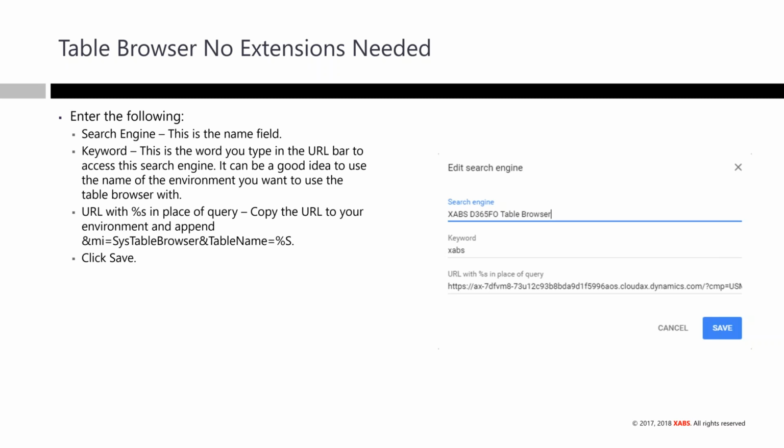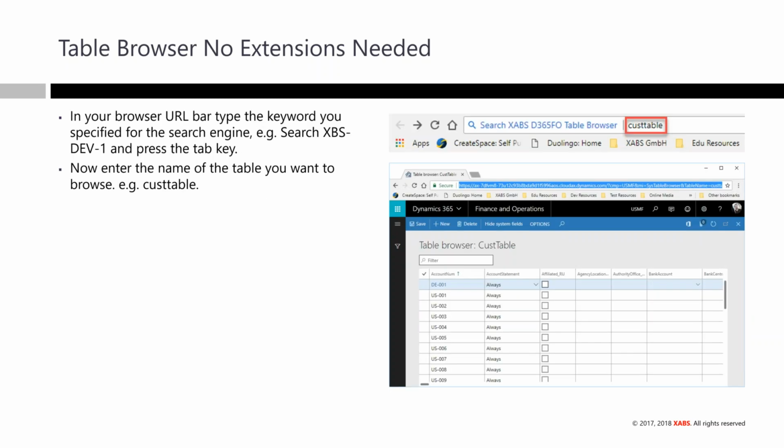Save the whole thing, and in your browser URL, type the keyword you specified for the search engine. Mine was SABS D365FO. Then you type the name of the table, which replaces the variable that we just saw before that you put in the search engine, and then click enter, and it'll take you there. And you've got it working.